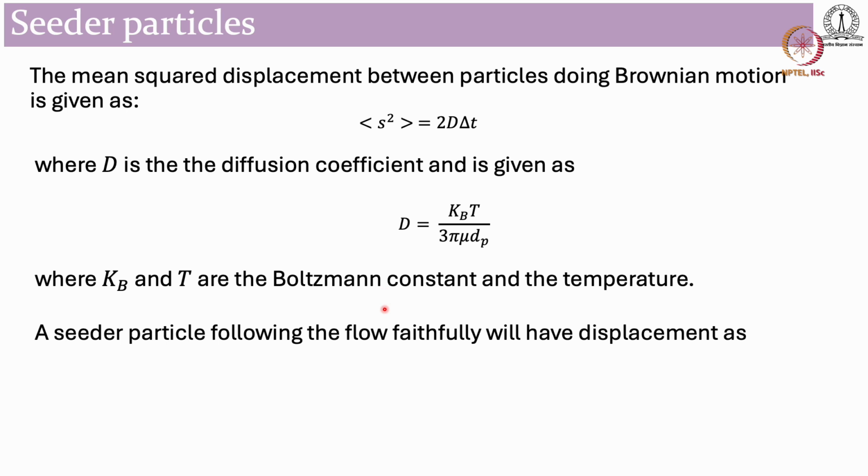So if we say that the Cedar particles are following the flow faithfully, they will have displacement given as delta x equal to the velocity of the fluid into delta T, where this velocity is uf in the x direction, and similarly delta y equals vf, in the y direction, into delta T. Now this should hold good when we have confirmed that the Cedar particle is following the flow faithfully.